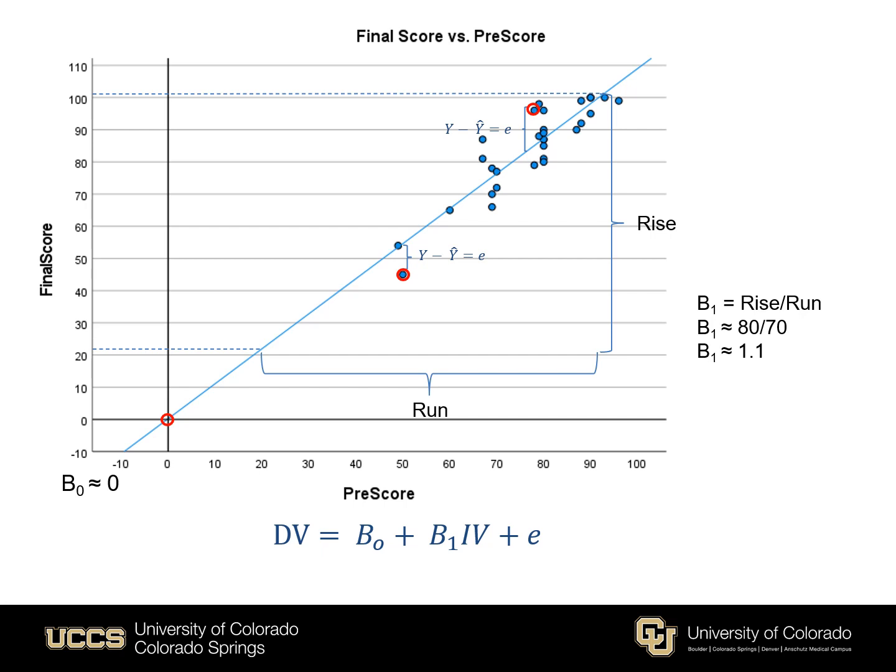Well, we now have identified just graphically two parameters of the regression equation that we can use to customize this very general regression equation at the bottom of the slide. So now, instead of just having dependent variable, we can customize that to say final score is equal to the y-intercept, which is approximately 0, plus the slope times the pre-score, where the pre-score is our independent variable. And we can substitute in 1.1 for that b1 slope. And now we have a customized equation for this particular regression relationship.